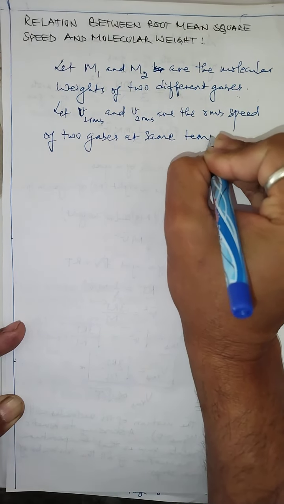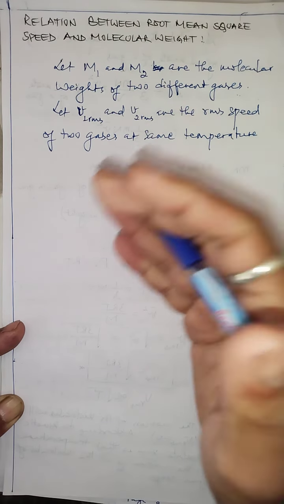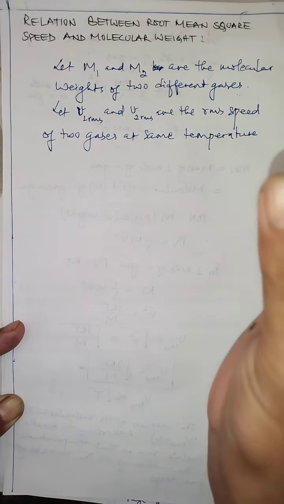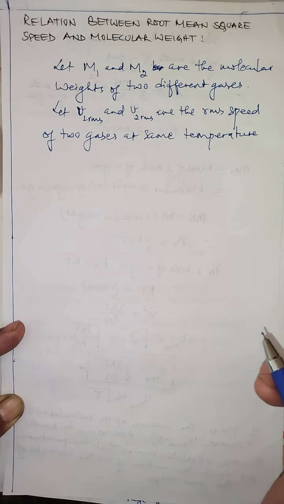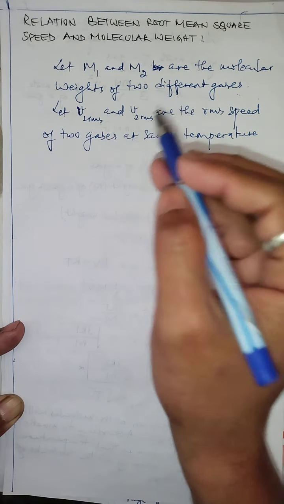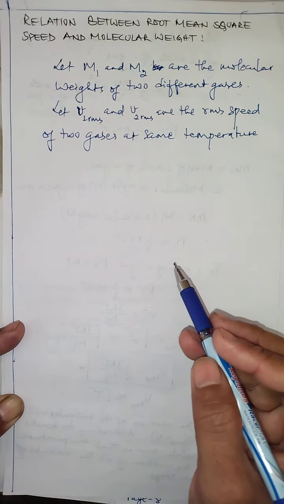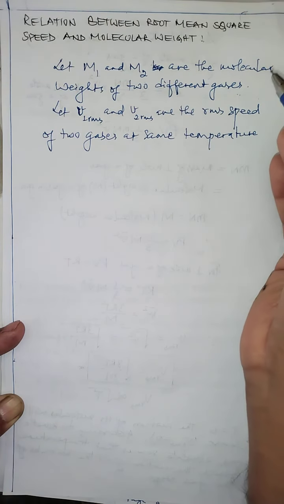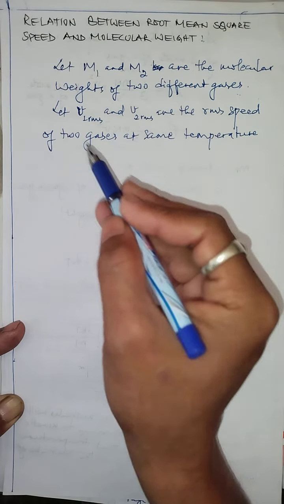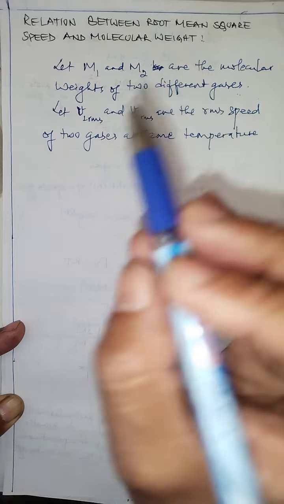So children, in this relation which I am going to derive, we are considering that the gases are different, their molecular weights are different, but the temperature acquired by both gases is the same. Even though the temperature is the same, if the RMS speeds are different, then definitely the molecular weights are different. Or if the molecular weights are different at the same temperature, the RMS speeds are different.